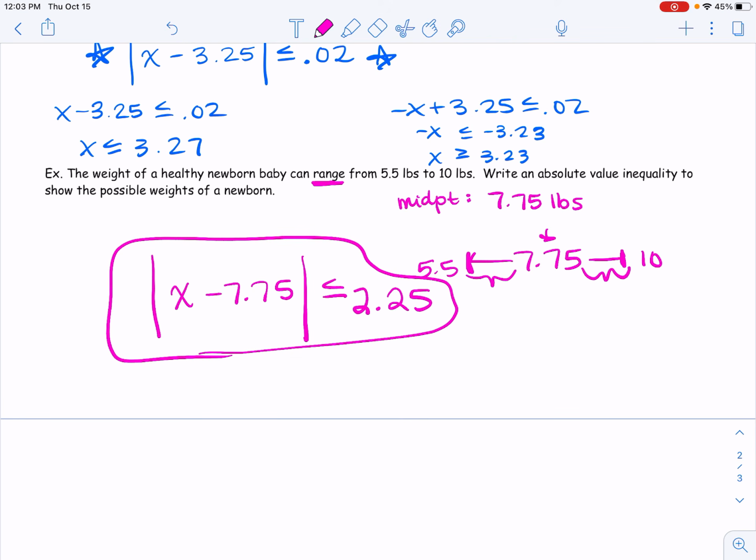This is saying the actual weight of a newborn baby minus 7.75 pounds could be less than or equal to 2.25. And when we solve, that's where we get that minimum of 5.5 and that maximum of 10 pounds, all right? So actual weight, actual length, actual whatever measurement we're talking about, minus the midpoint, absolute value of that, and then either greater than or equal to, less than or equal to, greater than, less than, the variance or the wiggle room, quote unquote.